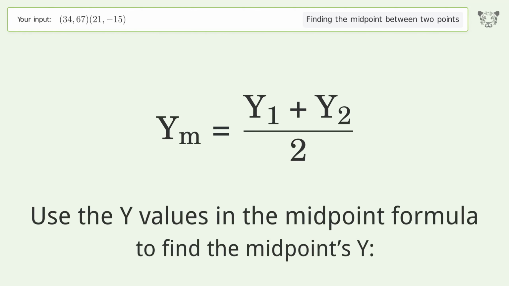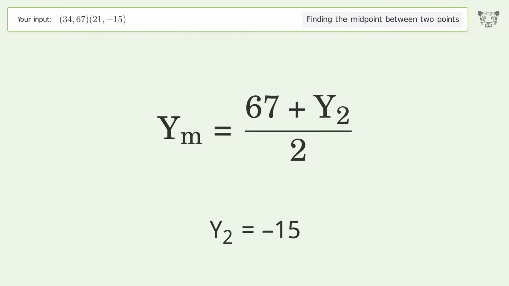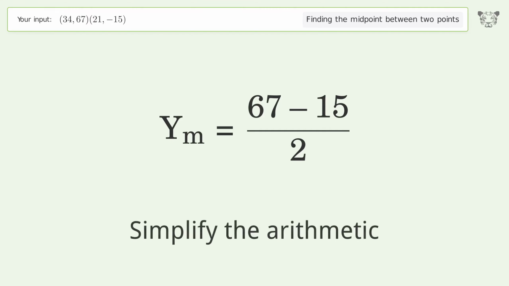Use the y values in the midpoint formula to find the midpoint's y. y1 equals 67. y2 equals -15. Simplify the arithmetic.